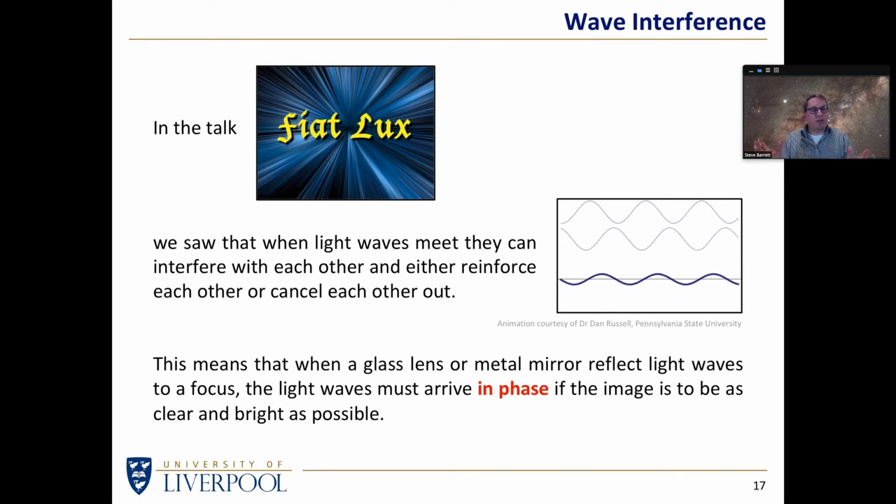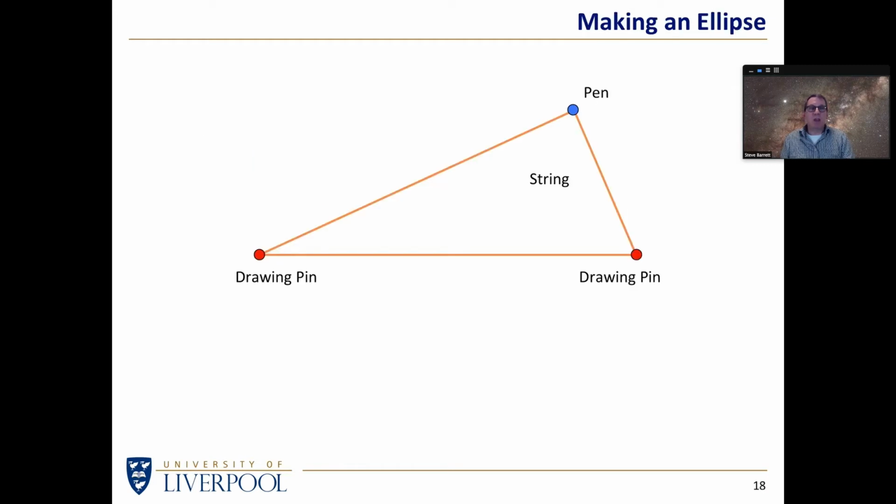If we don't get that right, then we get essentially a mess. We don't get a nice bright clear image, we get a much fainter image and it's not as well defined. So what does that mean in terms of thinking about how we're going to reflect light off mirrors if we want to get beyond the chromatic aberration of lenses?